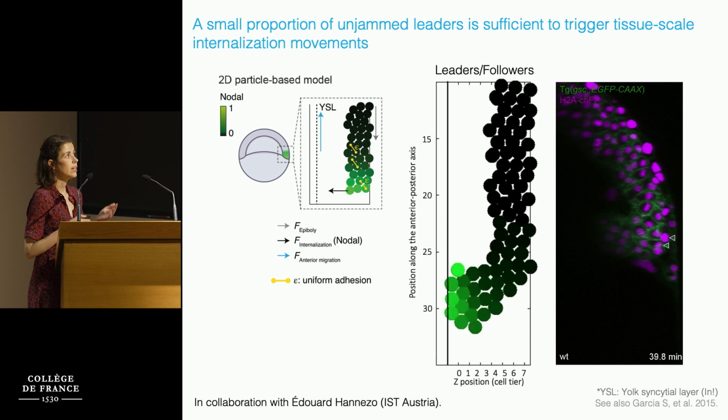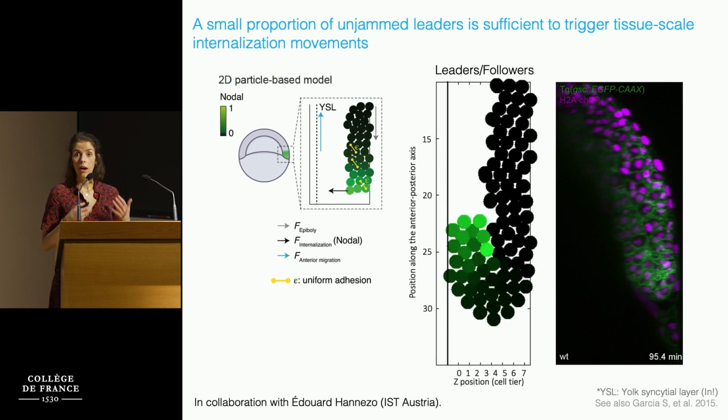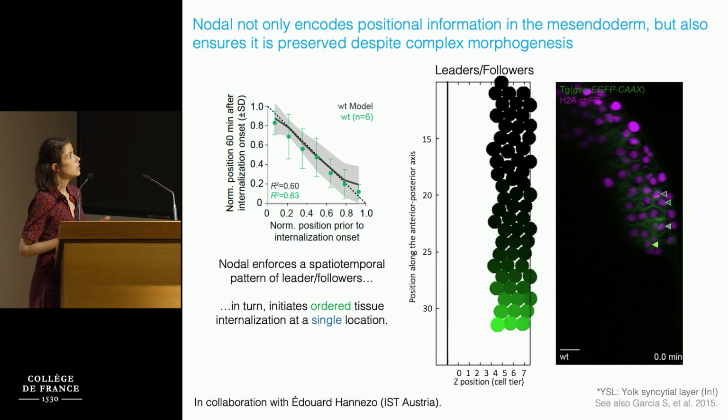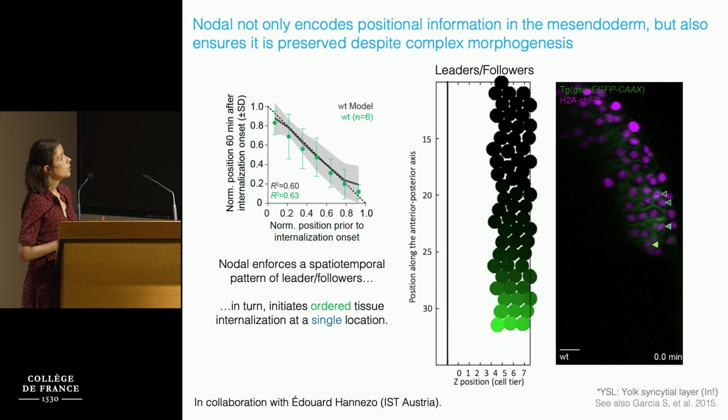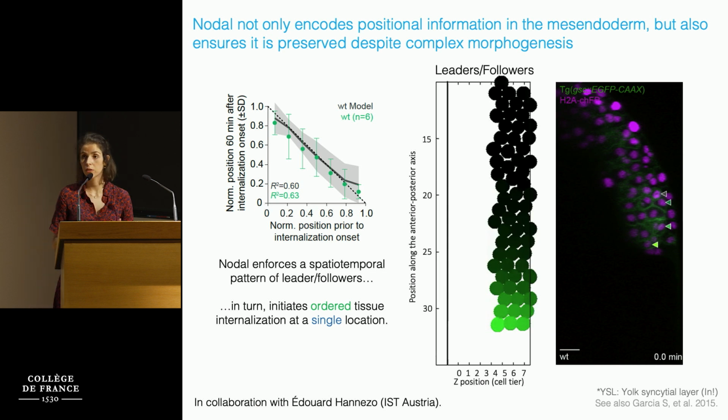And if you look side by side at the simulations and the data, you can see that they're matching quite well. And when we compute this order parameter for our simulations along the data side, you can see that they fit quite nicely. So this, I think, conceptually is quite interesting because it shows that the gradient of nodal signaling is not just encoding positional information in the tissue because it's inducing its patterning, but it's also encoding a pattern of leader and follower cells, which is necessary to initiate ordered tissue scale morphogenesis that is able to preserve that pattern in time because the relative position between the neighboring cells is preserved in time.